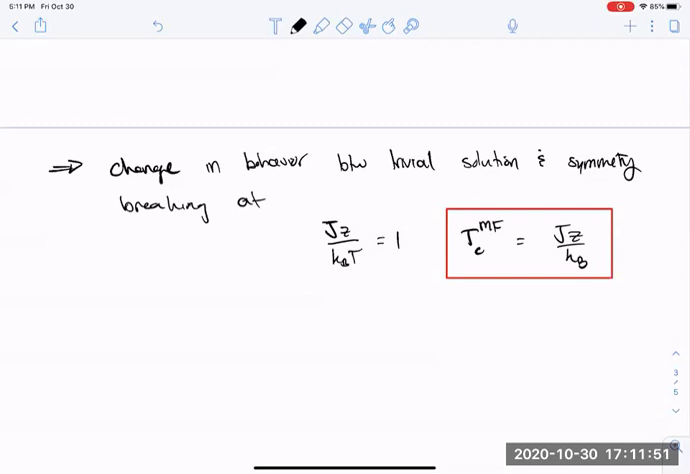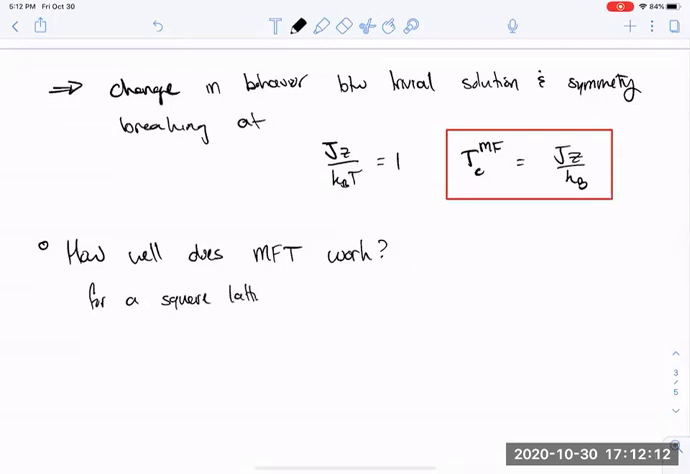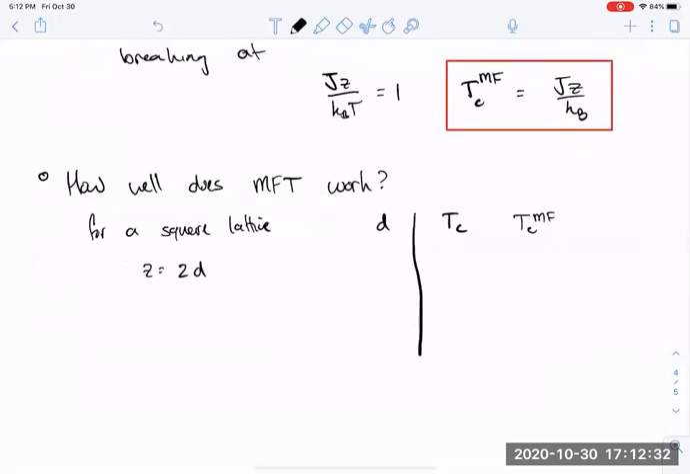So you've seen this before. What we haven't discussed is how well this actually works. So for a square lattice, where z is equal to twice the dimensionality, if I was to list different dimensions, their actual critical point or their mean field predicted critical point, so that's a table to make, for dimensions 1, 2, 3, or 4, say.